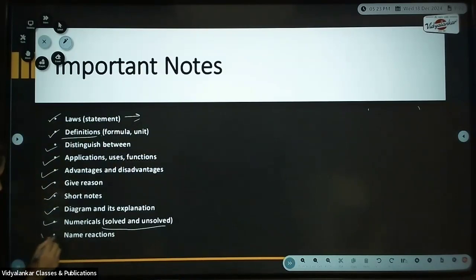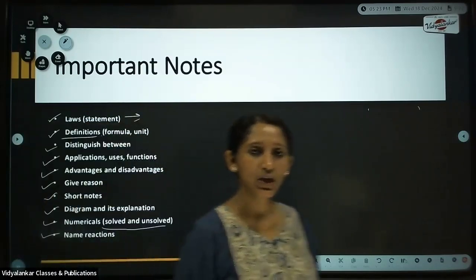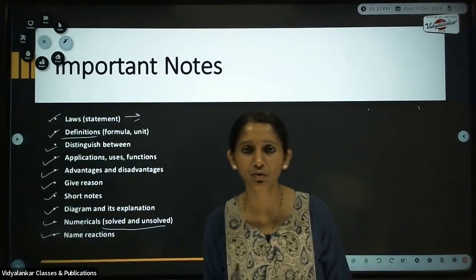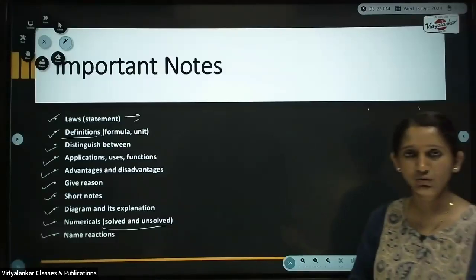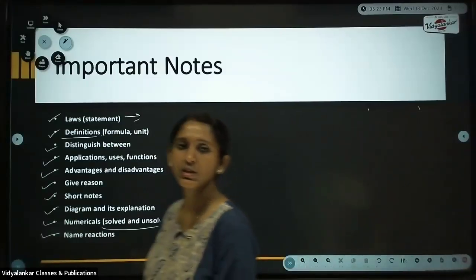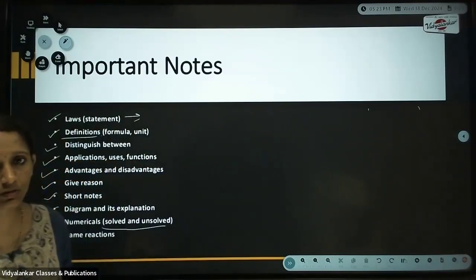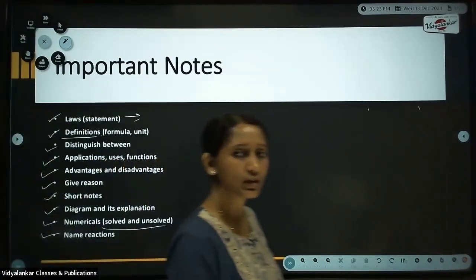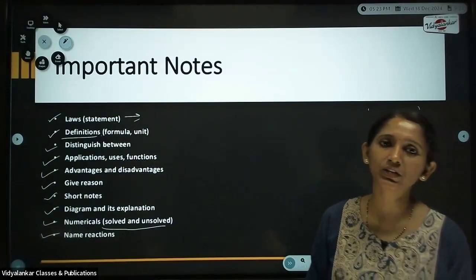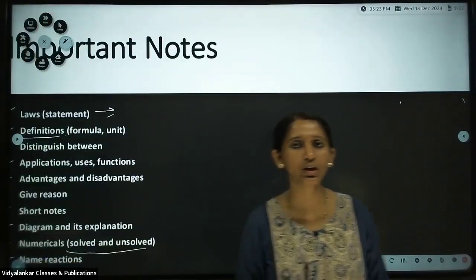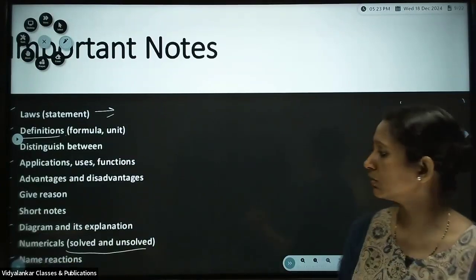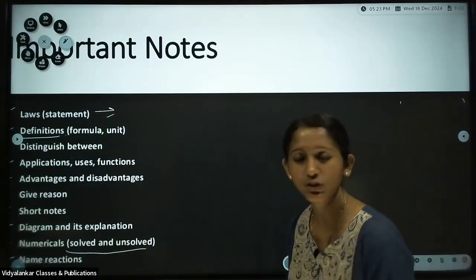Now the next is name reaction, from organic. How many chapters do we have? We have 4 chapters. First is halogen derivatives. Next is alcohols, phenols and ethers. Next is aldehydes, ketones and carboxylic acids. And the last is amines. Each chapter contains name reactions.